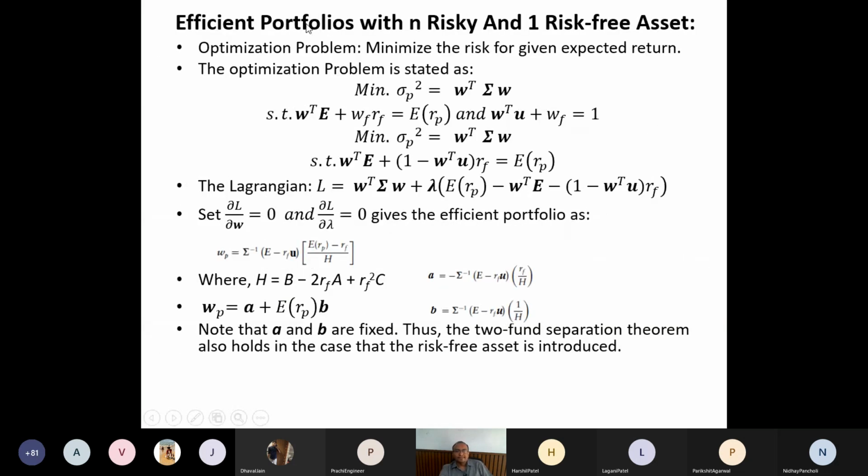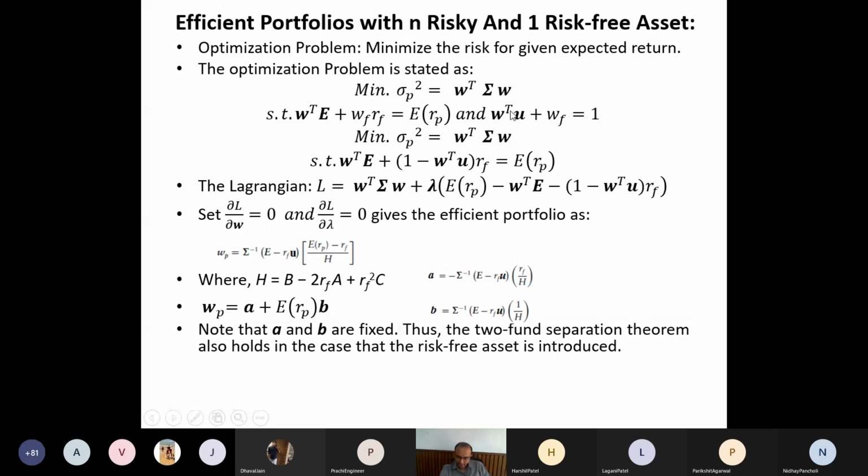Okay, so now I want to find this efficient portfolio with n risky assets and one risk-free asset. It means I want to derive the optimum weights, WP bar, as a function of ERP. Again, I want to repeat the same optimization problem. So my task is to minimize my risk, sigma P square, which is W transpose sigma W, such that there are restrictions. The first restriction is that the total weights equal 1.